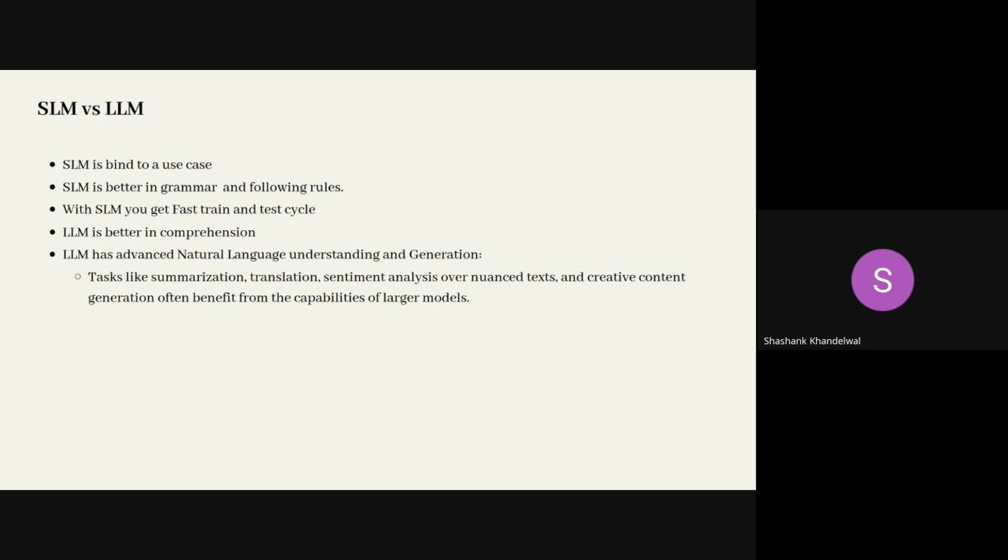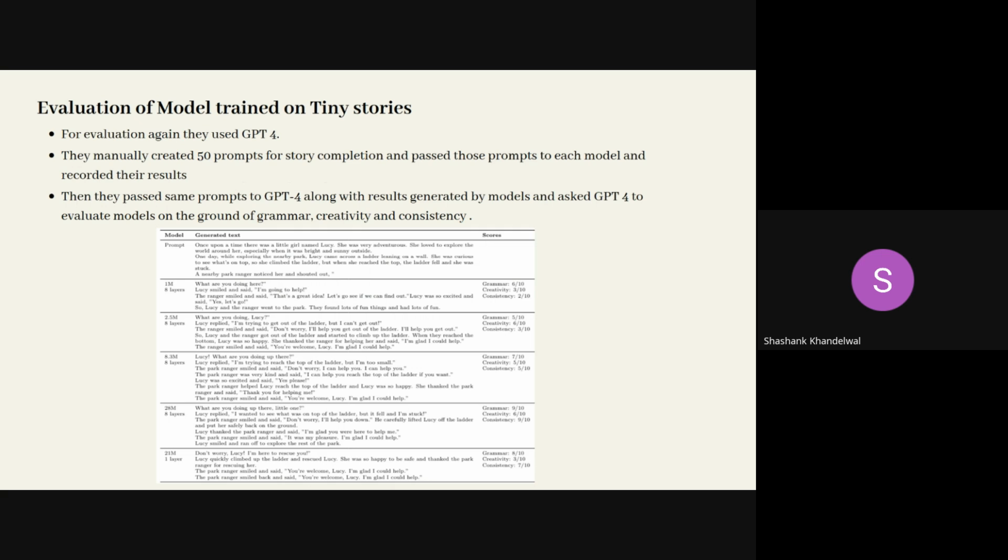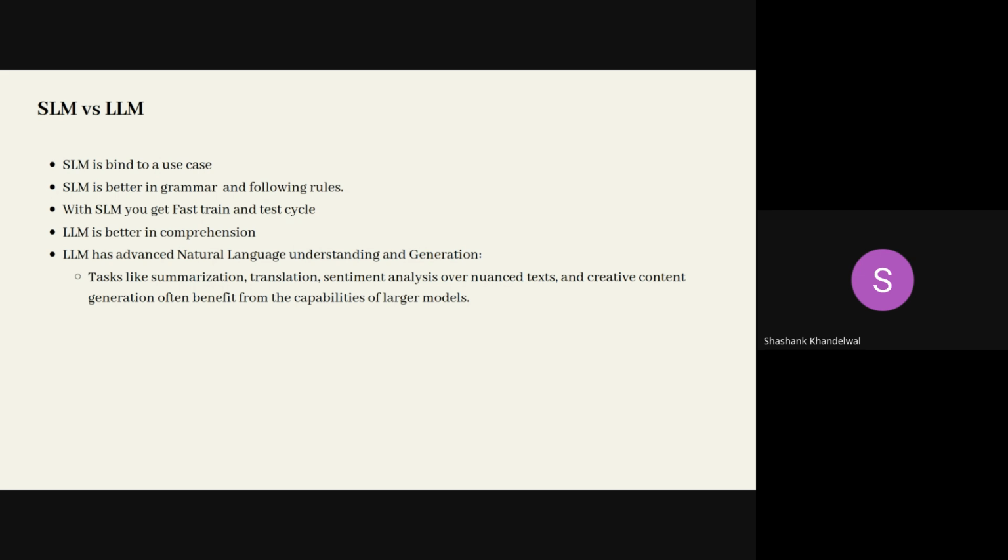Now the same thing, SLM versus LLM. If we are saying that sometimes SLM is better and sometimes LLM is better, when should we use what? SLM is bound to a use case. For example, it can be bound to a regional language, or to a law, or to some specific types of papers or encyclopedias.